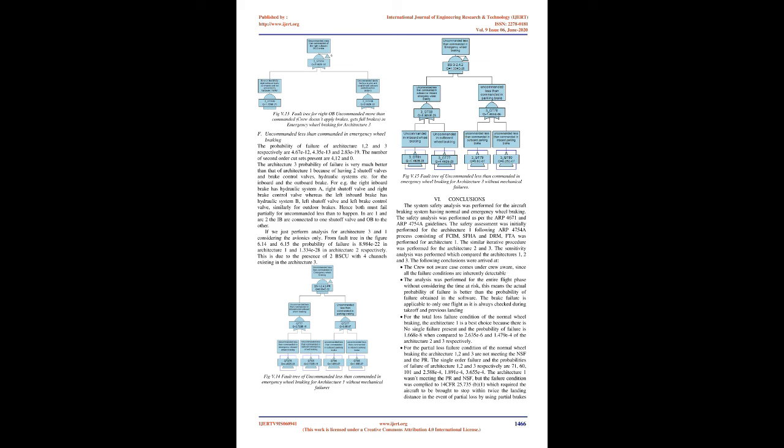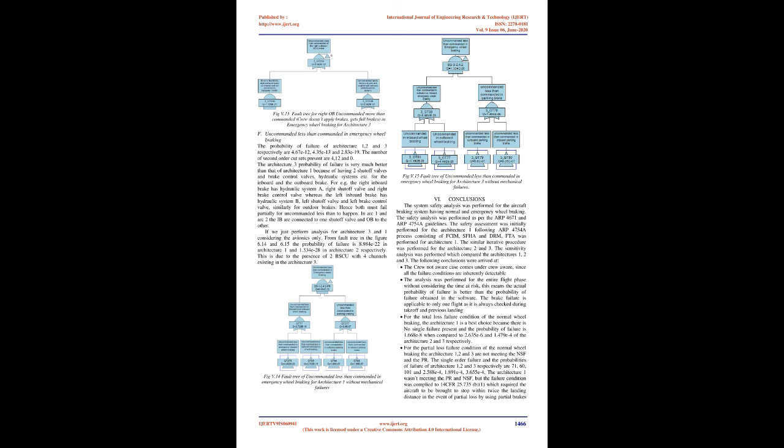If we just perform analysis for Architecture 3 and 1 considering the avionics only, from the fault tree in Figure 6.14 and 6.15 the probability of failure is 8.984 E22 in Architecture 1 and 1.334 E28 in Architecture 3 respectively. This is due to the presence of two BSCU with 4 channels existing in Architecture 3.